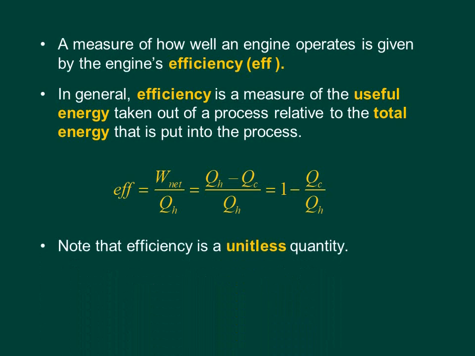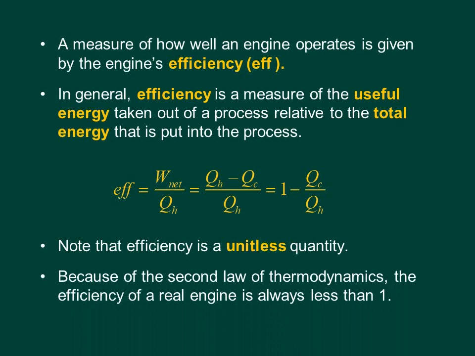Note that the efficiency is unitless, it has no unit, because it's a ratio between two identical quantities, which are energies. Because of the second law of thermodynamics, the efficiency of a real engine is always less than 1. Because if QC equals 0, the efficiency equals 1 or 100%. But QC is greater than 0, so the efficiency is less than 1 or less than 100%.